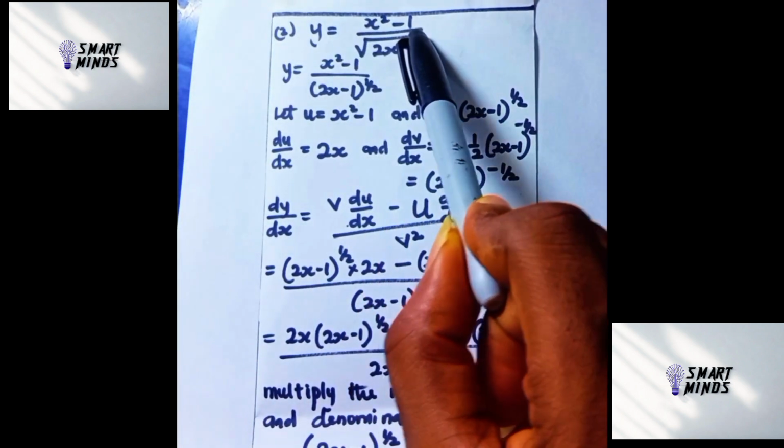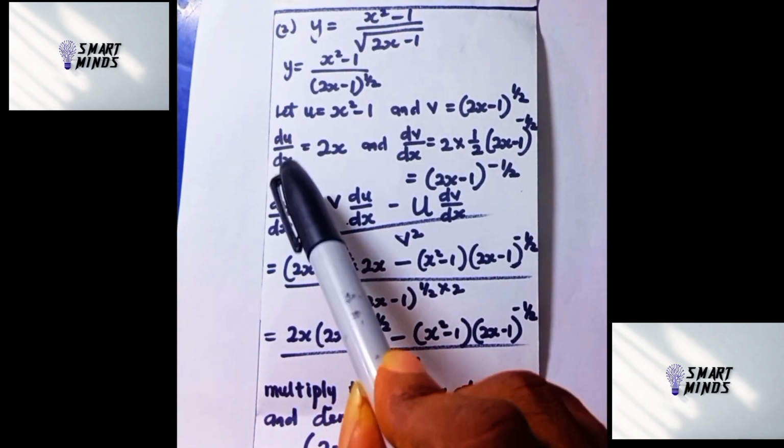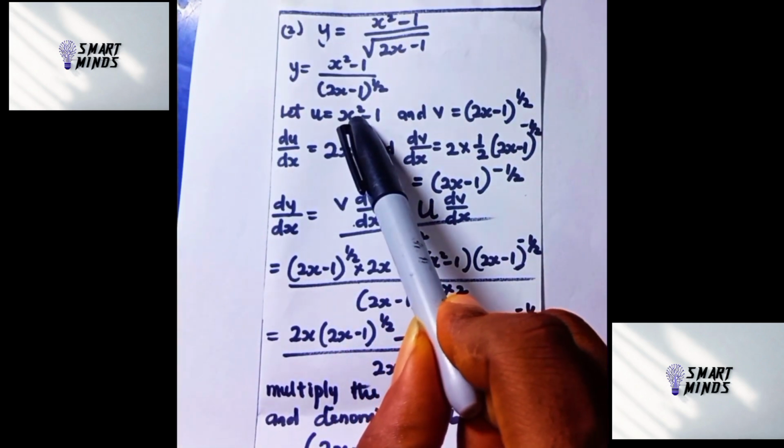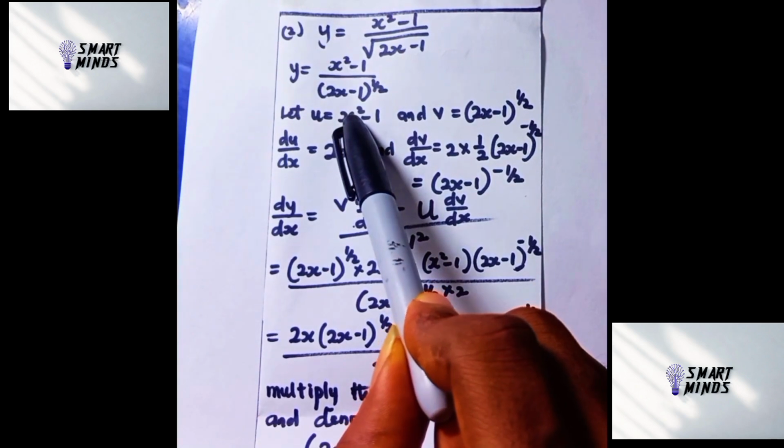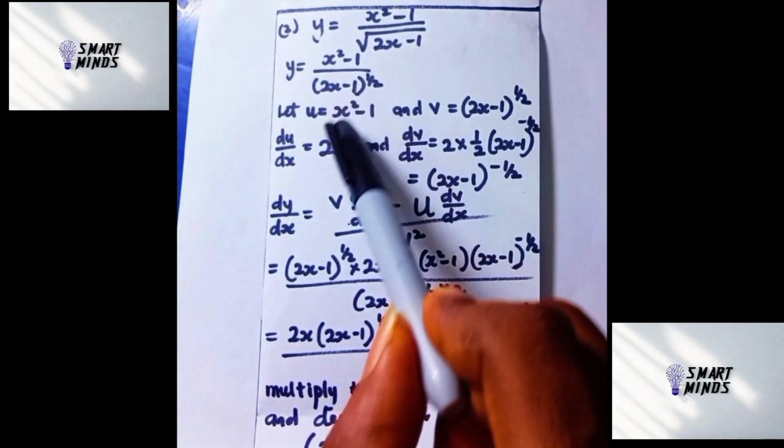Remember, this square root sign changes to power of half. Every other thing remains the same. Okay, so du dx, let's differentiate this. When you differentiate this, we have 2x. Remember, 2 multiplies 1, then subtract 1 from the power.